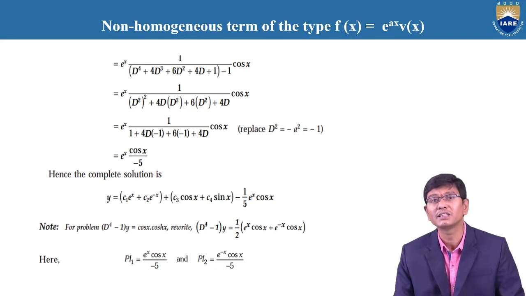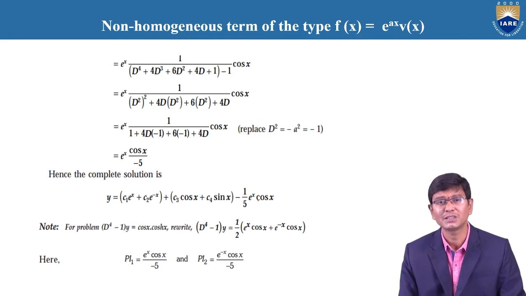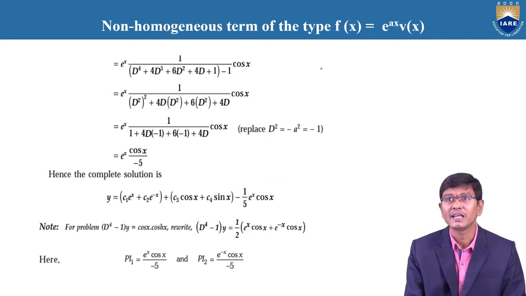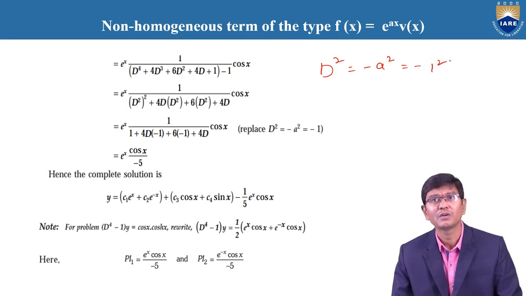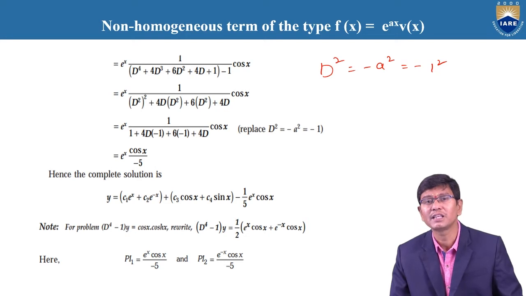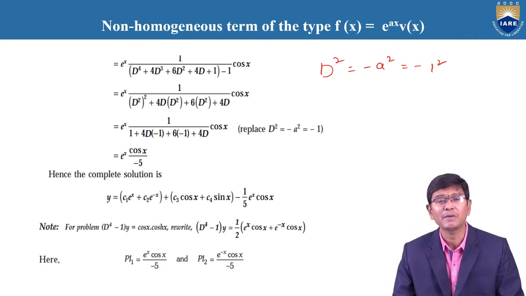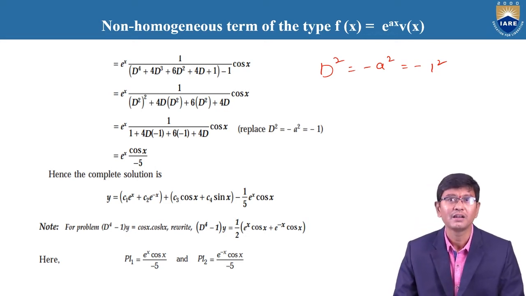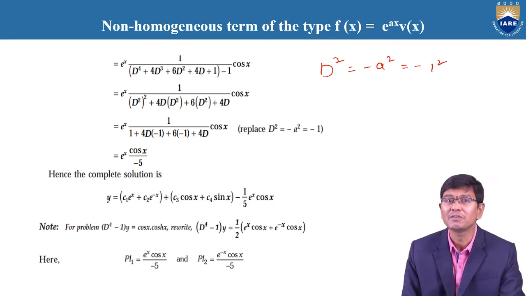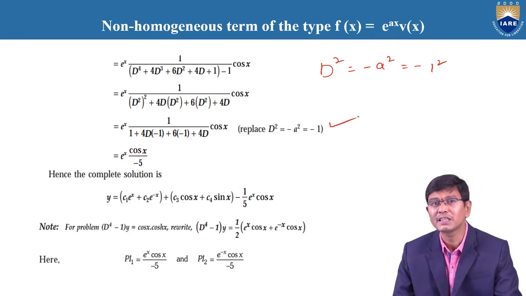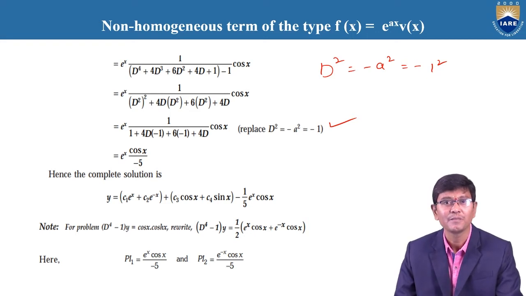Once again, by using case 2, we replace D square with minus a square. Here a is nothing but 1, therefore D square is equal to minus 1 square. Therefore, the denominator reduces to 1 plus 4D into minus 1 plus 6 into minus 1 plus 4D, minus 1, into cos x. After the replacement of D square equal to minus 1 and the total simplification, we get e power x into cos x by minus 5.